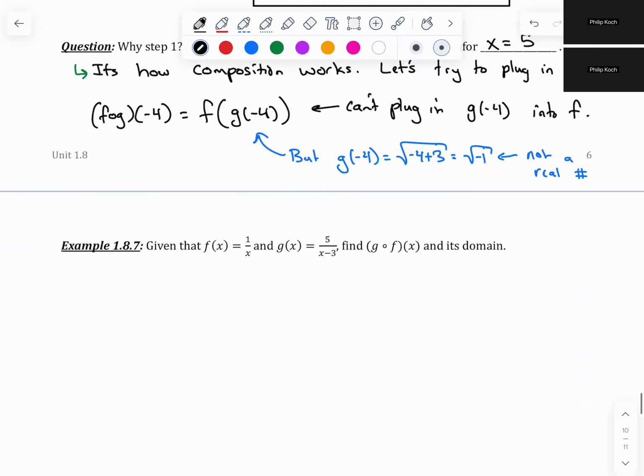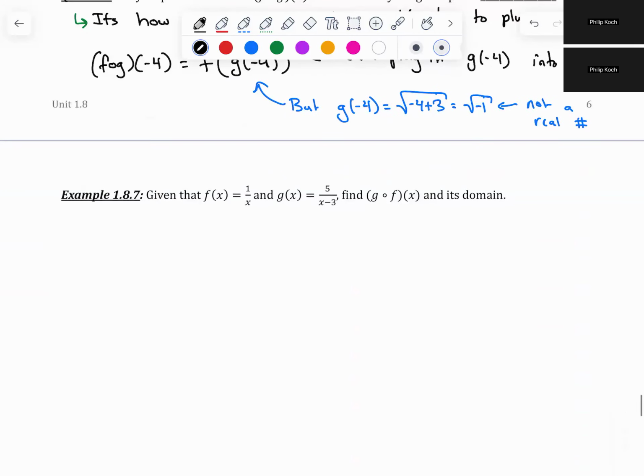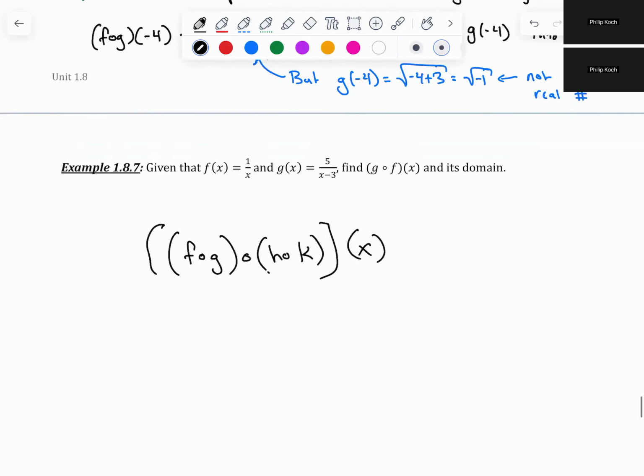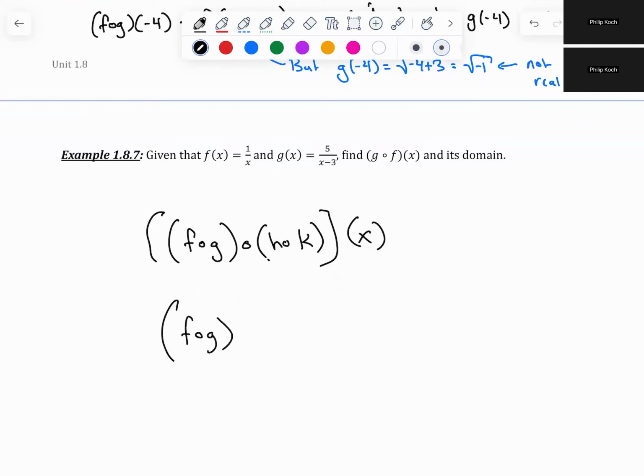In fact, later on you can get functions like f composed with g composed with h. Or you can go even further: f composed with g composed with h composed with k of x. The key thing is understanding how it works. This function first plugs x into the inside function, so it becomes f composed with g of the quantity h composed with k of x. It's a sequence of things.